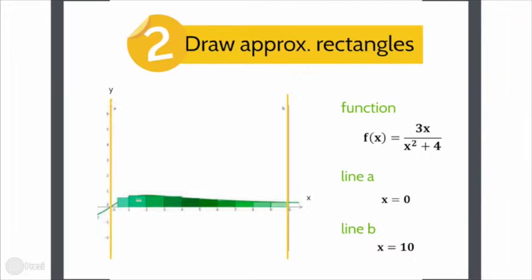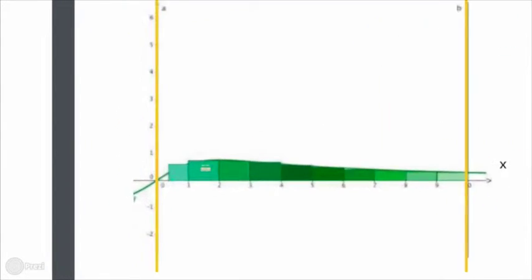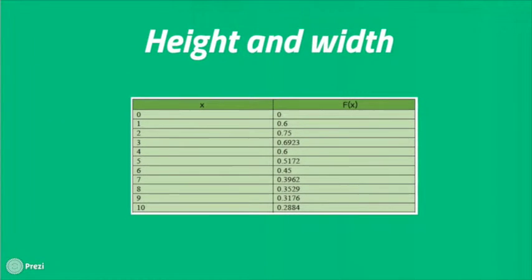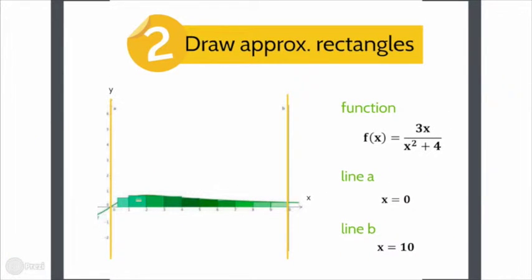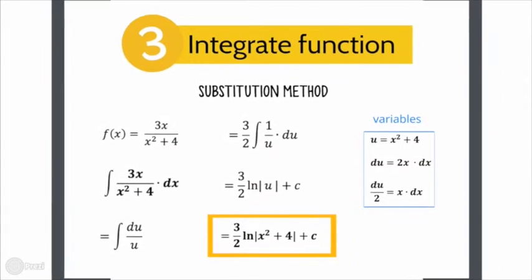To complete our project, we had to draw an approximation rectangle and label its height and width. In integral calculus, the rectangle method is an approximation to a definite integral, made by finding the area of a group of rectangles whose heights are determined by the values of the function. We decided to draw 10 rectangles with a width of 1. The values of f of x were obtained by substituting our values of x in the function, having as a result the height of each rectangle.